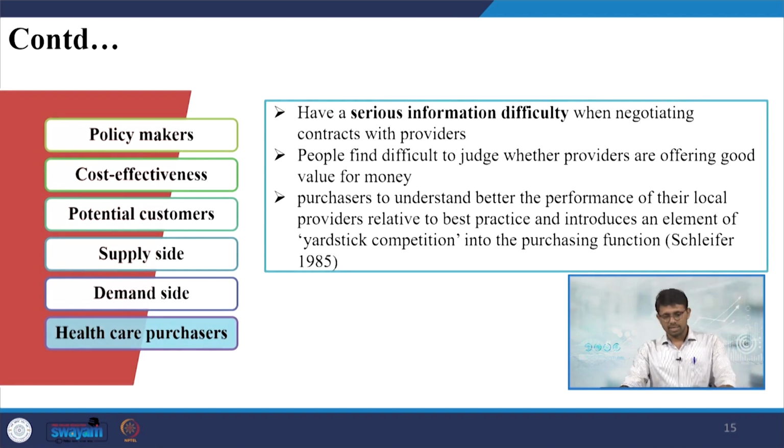Now, healthcare purchasers: what type of purchasers are important? Those who are purchasers of healthcare have a serious information difficulty when negotiating contracts with providers. People find it difficult to judge whether providers are offering good value for money. Purchasers need to understand better the performance of their local providers relative to best practice, and to introduce an element of yardstick competition into the purchasing function, as mentioned in this work.